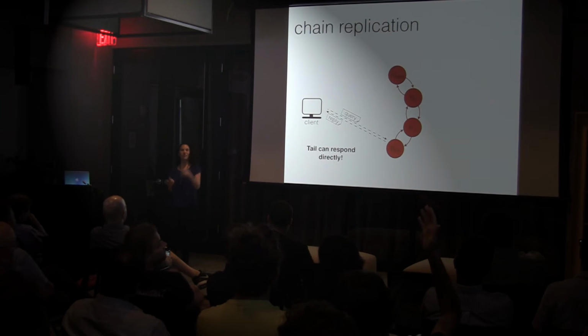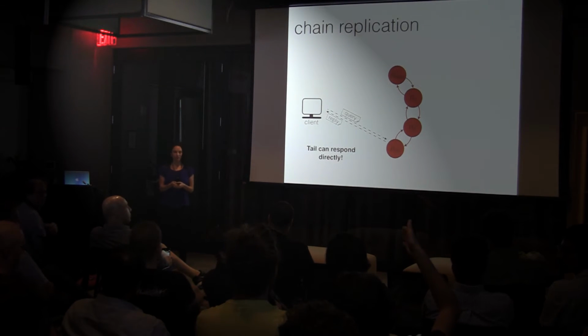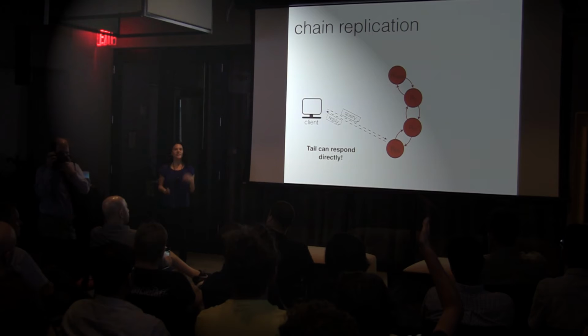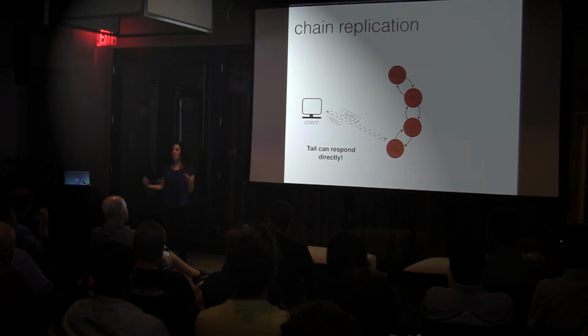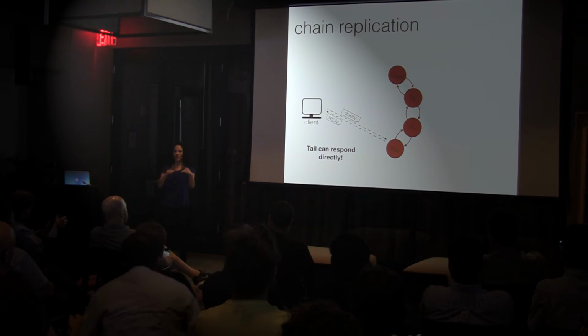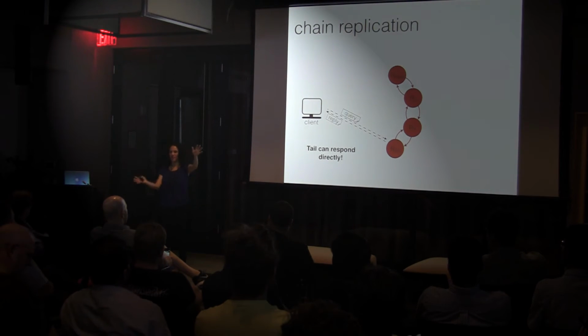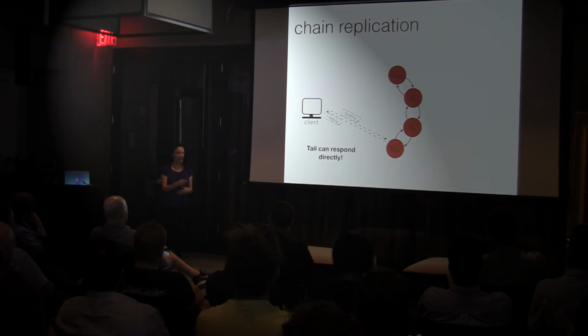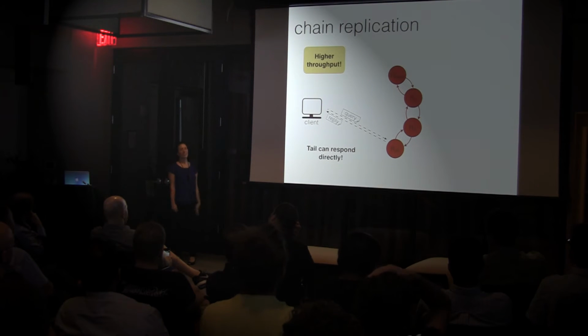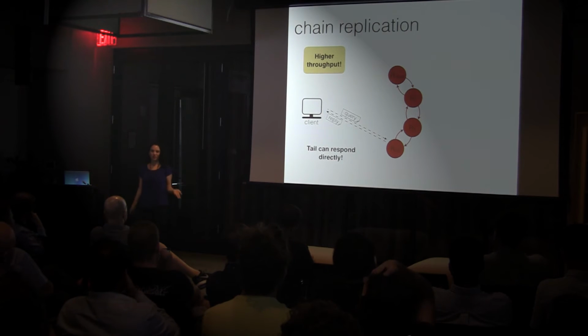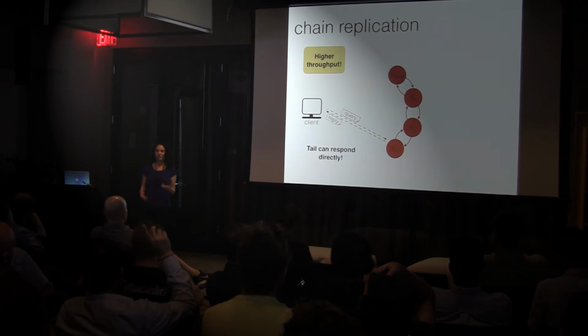Yes, so he asked whether queries are happening while updates are happening at the same time, which is correct. So you do not really have this bottleneck of the primary doing updates and queries at the same time. You can divide the work, and the tail can process queries while the head is processing updates. Okay, so from this we get higher throughput, and that's the main idea behind chain replication and why it was a better protocol than primary backup.